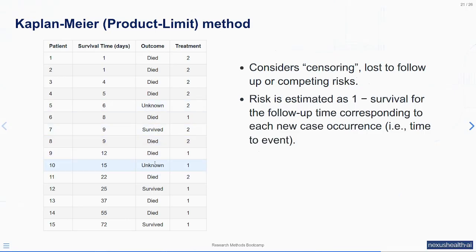Likewise for observation number 10, right? And then even this one, observation number 7, is also censored because we did not observe the event, right? So this person survived, this person survived, this person survived. So survived, unknown, unknown. All these are censored observations. And then this is the corresponding time to event. Okay, so risk is estimated as 1 minus survival for the follow-up time corresponding to each new case occurrence. That is time to event.